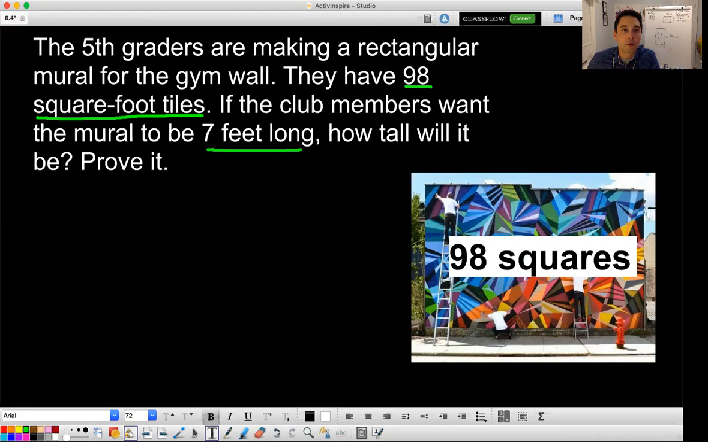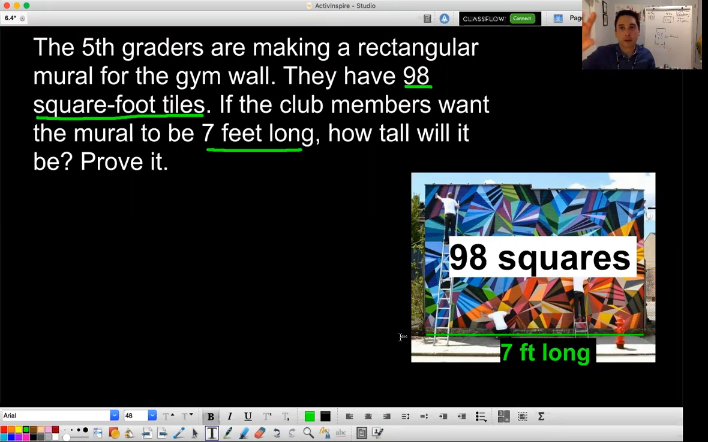And we know that one part of the mural is going to be, and this is going to be way too big, 7 feet long. Okay, so that's what we know. We know that this is going to be 7 feet long. We know that this inside is going to be 98 squares. What we need to figure out is, how tall will it be?